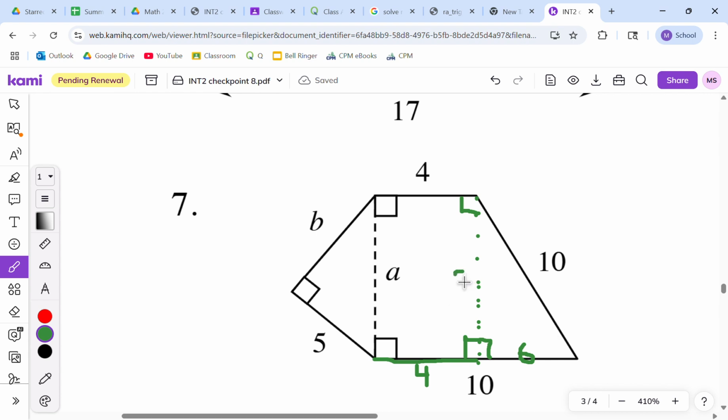But it's not unknown. I have an expression for it. It's actually A. This is going to be the same thing as the other side because, again, it's the opposite side of a rectangle, and so those are equal. And that means I can use the Pythagorean theorem to solve for A now, right? I have the 6. I have an A.